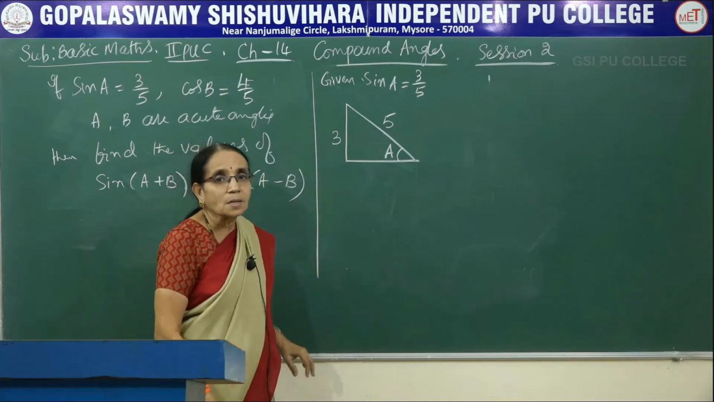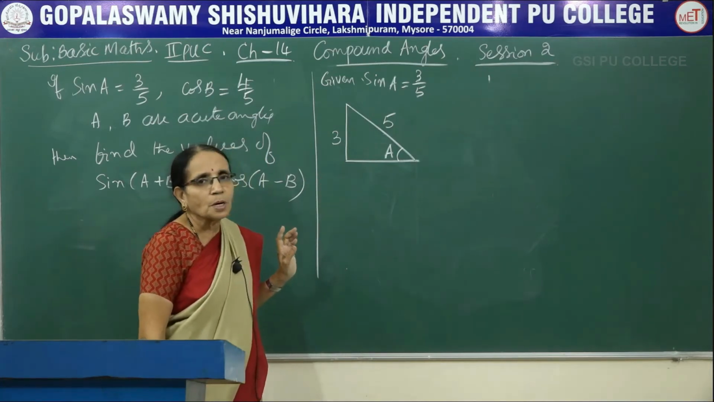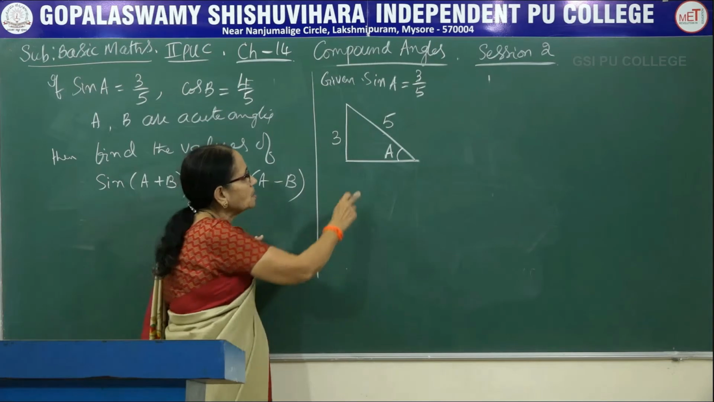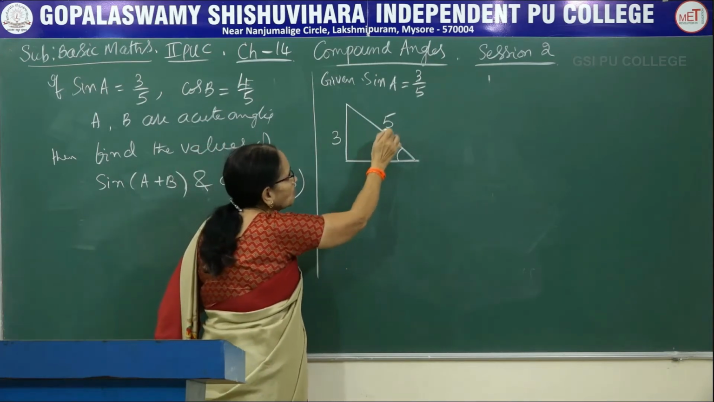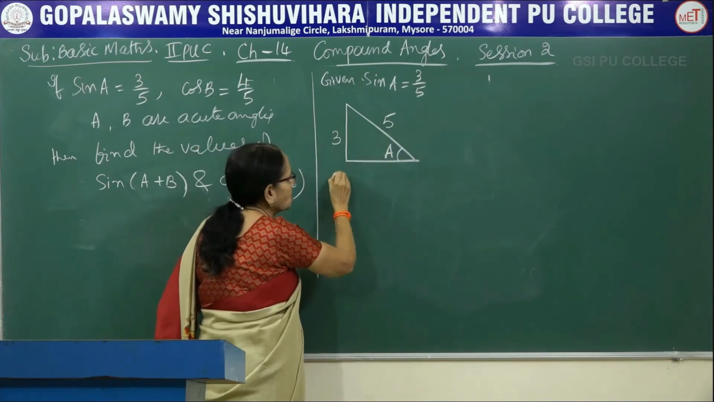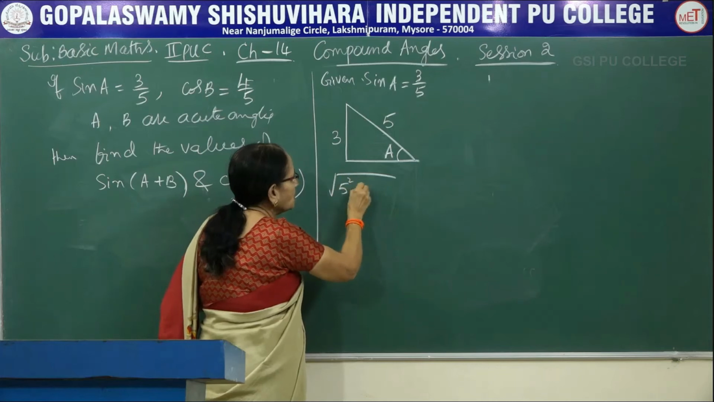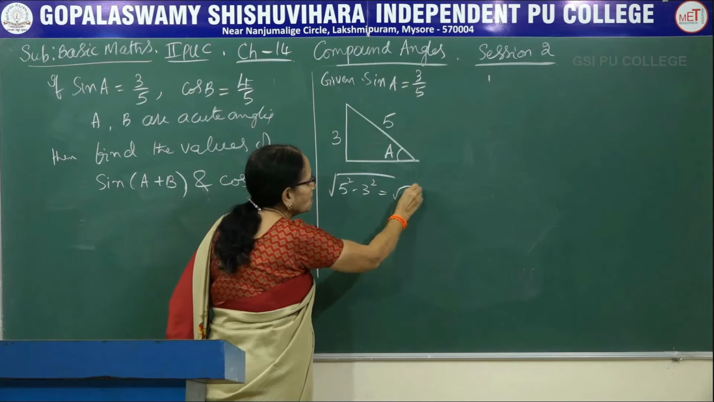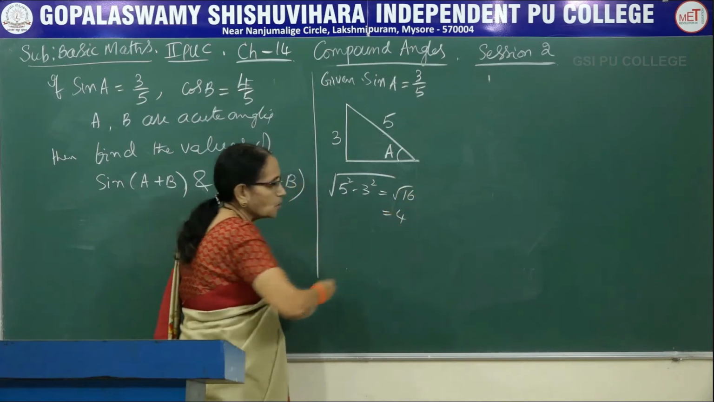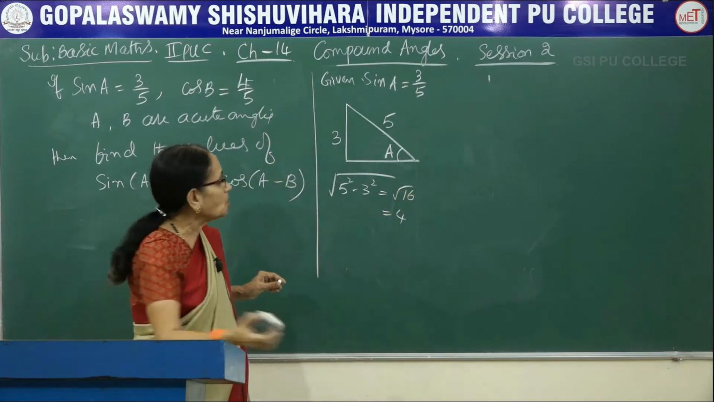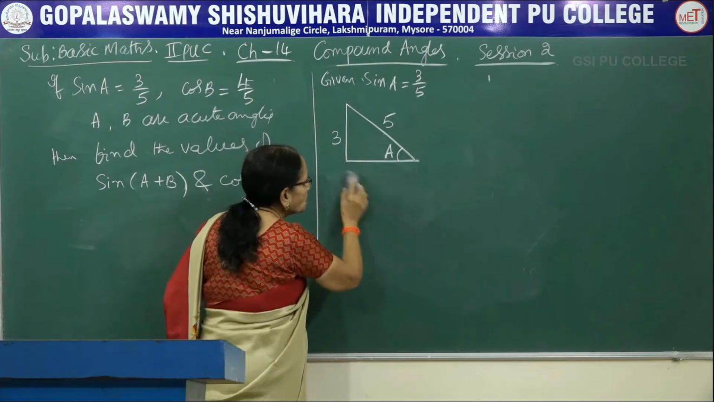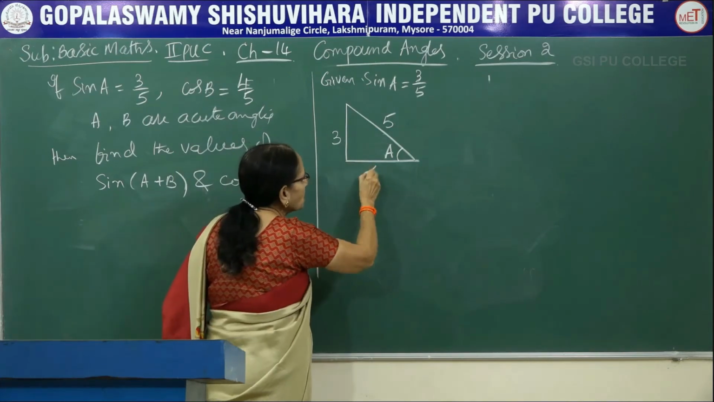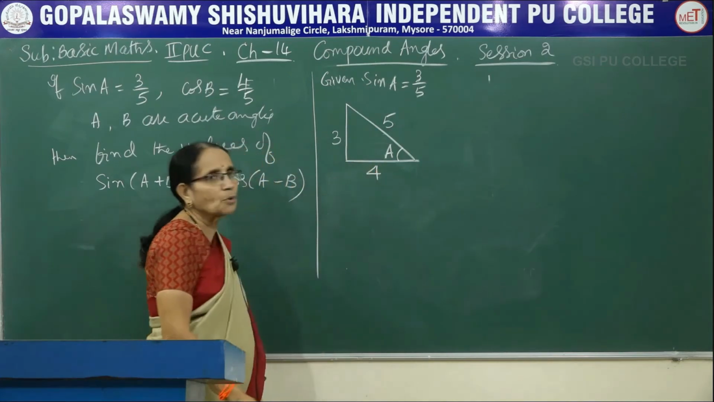Now this being a right angle triangle, we can use the Pythagoras theorem. So how do you get this one? Square root of 5 square minus 3 square. 5 square minus 3 square, that is 25 minus 9, that is 16, whose value is 4. So this is how we have to calculate. After using the Pythagoras theorem, you calculate the other side, it becomes 4.